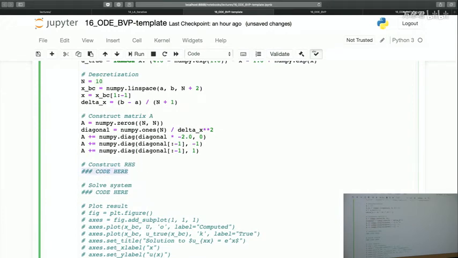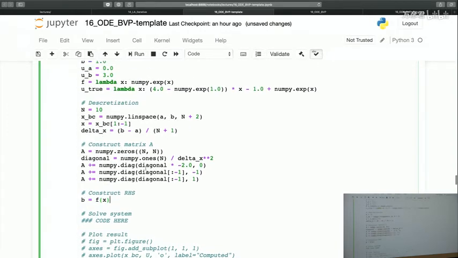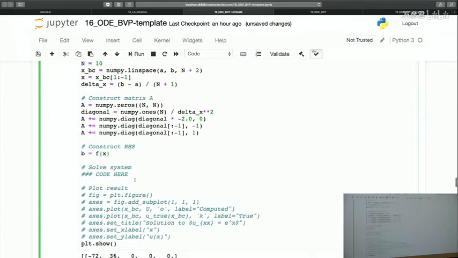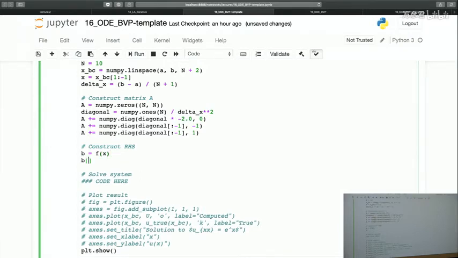Okay, so we're not done yet. We need to construct the right-hand side vector. So this is f of x plus some other stuff. I'm going to call it b just to be easy. B is going to be basically f. I have f defined up here. So that's easy. If I have x, and it's just the interior points right now, because that's all I want to evaluate f at. And then I'm going to modify the endpoints of f so that they have my boundary conditions in them.